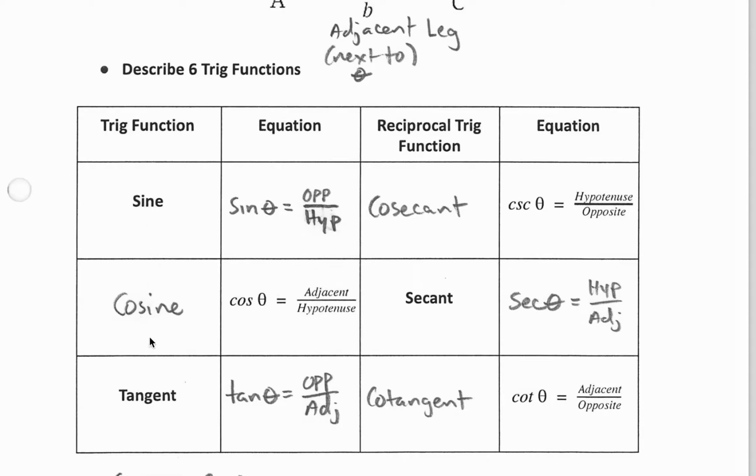And looking at those 3 functions, there are 3 more functions that we can talk about that are called reciprocal functions. And so what we're going to be doing is just taking this ratio and flipping it. That's a reciprocal. So you'll notice right here that the reciprocal of sine is cosecant. It's shortened to CSC. And notice that the ratio is just the reciprocal of the sine ratio.